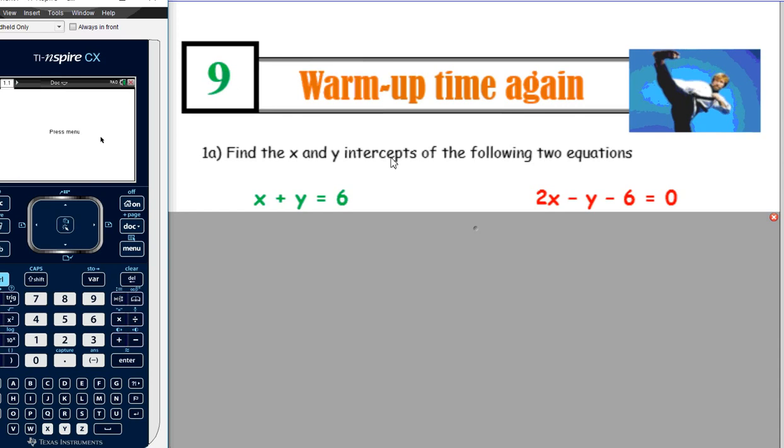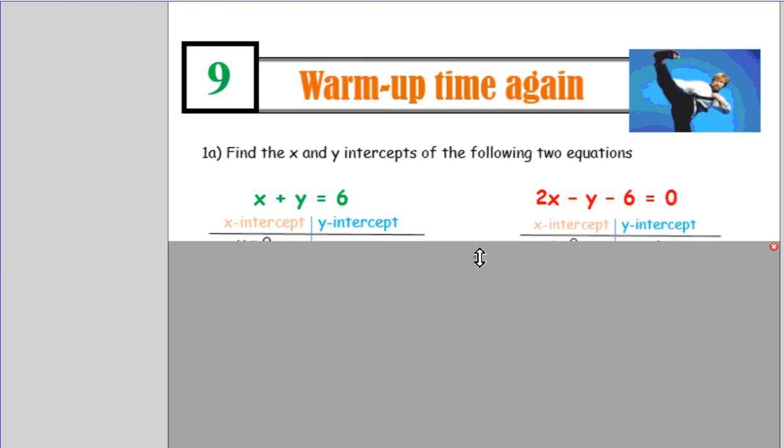So notice that it's not in the regular gradient intercept form, but even if it was, this is a good way to do it. So you can just start to set up the table. So x-intercept, y-intercept, x-intercept, y-intercept.